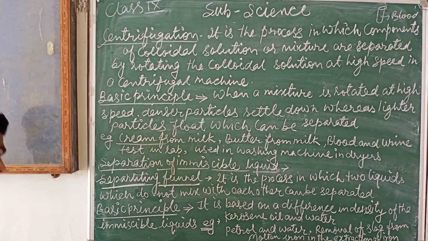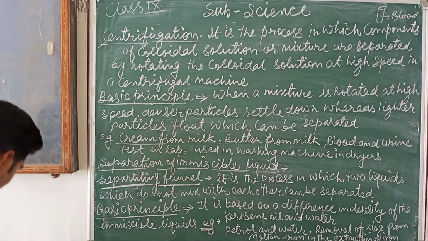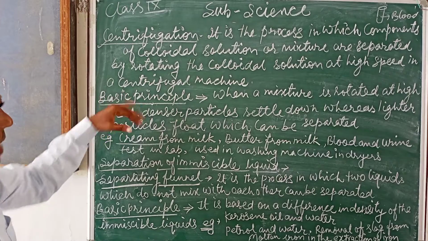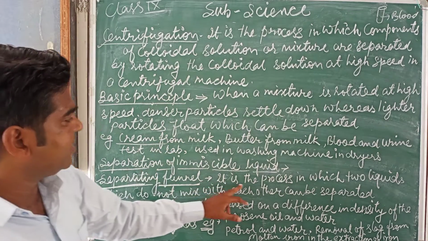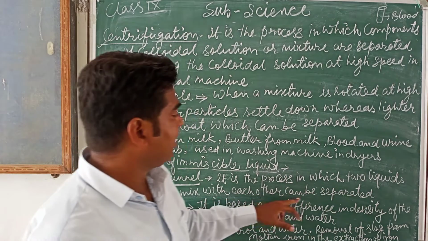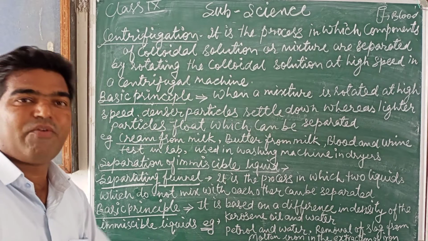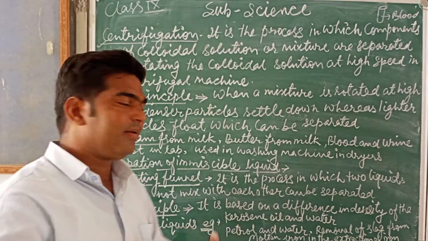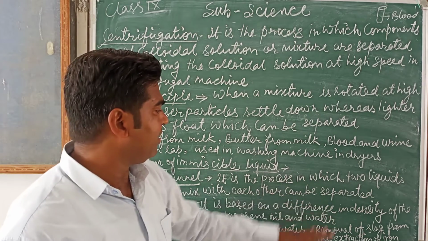I will draw a diagram of how the separating funnel is used. So I think you need to write down. After this, I will draw the diagram and then explain. So separating funnel, it is the process in which two liquids which do not mix with each other can be separated. Means two mixtures which cannot mix uniformly, means it's not a homogeneous type. It forms different layers, so those which do not mix with each other can be separated.